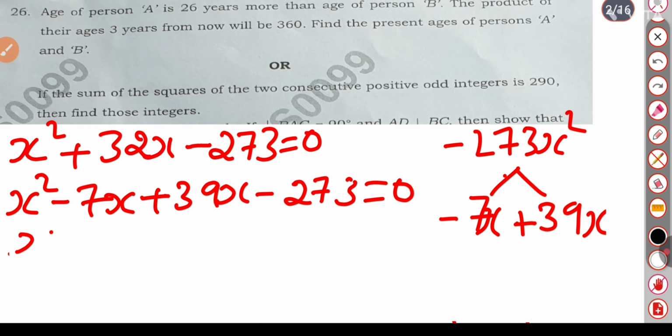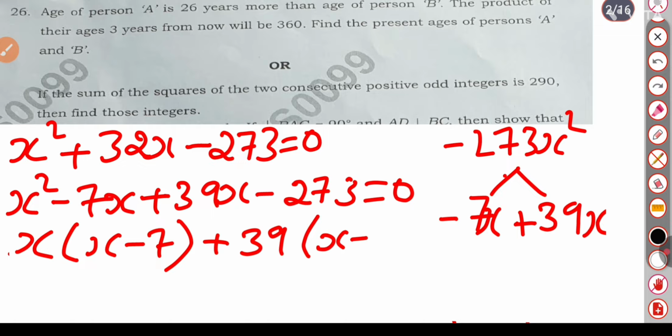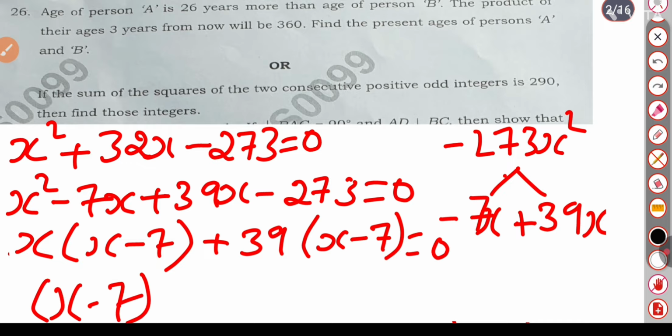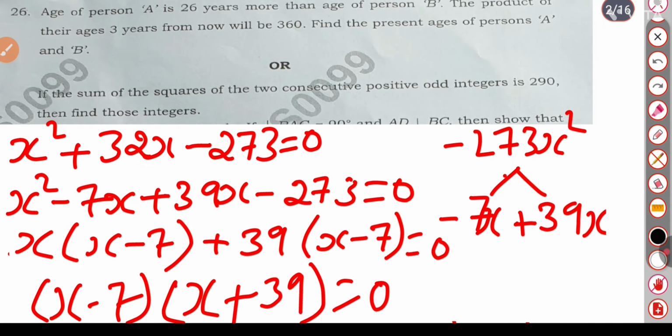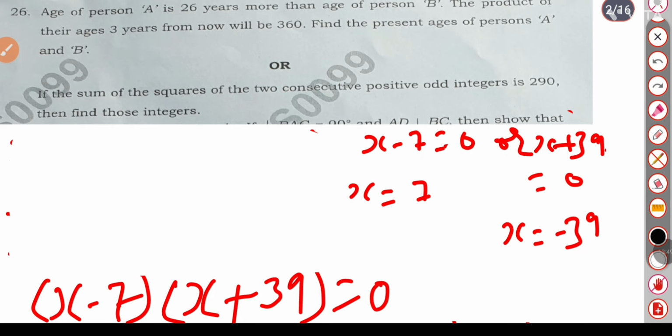So x is common here. x minus 7 plus 39, x minus 7 is equal to 0. So (x minus 7) and (x plus 39) is equal to 0. x minus 7 is equal to 0 or x plus 39 is equal to 0. Therefore x is equal to 7 and x is equal to minus 39. Here, age cannot be negative, so we have to consider x as 7.